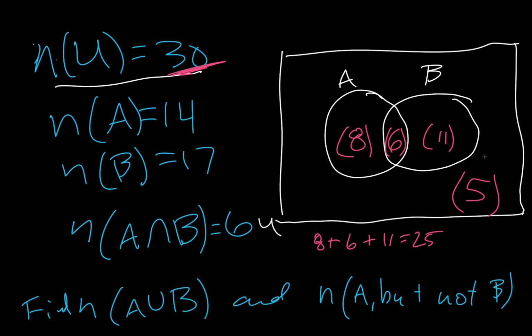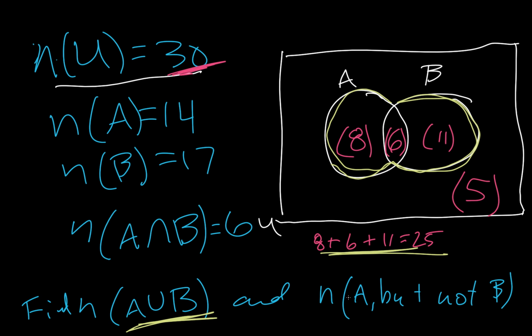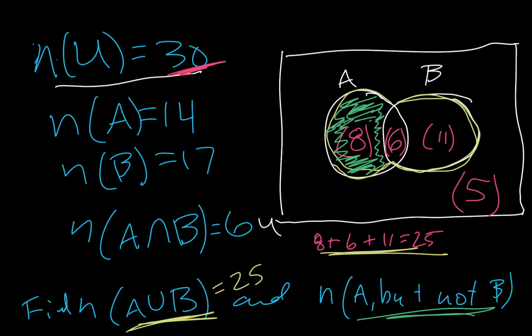Now, once we get this Venn diagram, it's pretty simple to find how many elements are in A union B. A union B is whatever's in both of these circles. So we just need to add all those together. We actually already did that right here, and so that is 25. Now, the next thing it asks us to do is A but not B. Once again, that's a Pac-Man thing. So it's just this area, and that is represented just by the 8.